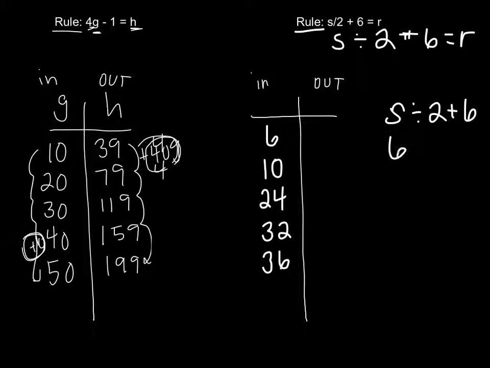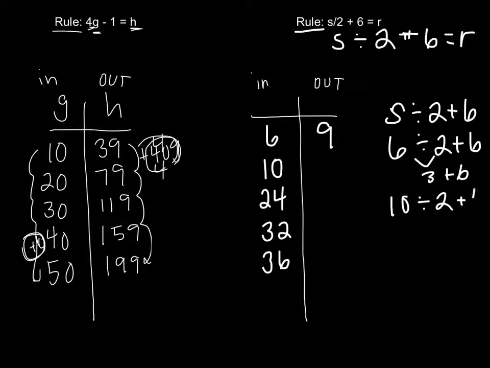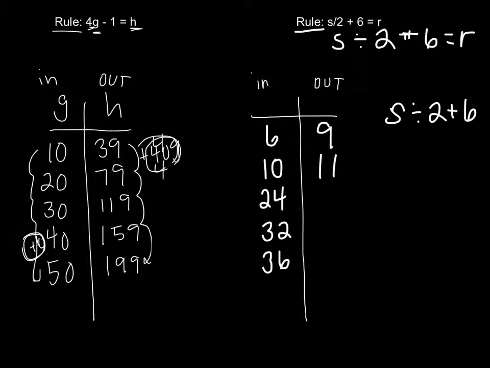So if I plug in 6, I know that 6 divided by 2 is 3, and if I add 6, that is 9. Now I want to plug in 10. 10 divided by 2 is 5, and 5 plus 6 is 11. Now let's try 24 divided by 2 plus 6. I know 24 divided by 2 is 12, and 12 plus 6 is 18.